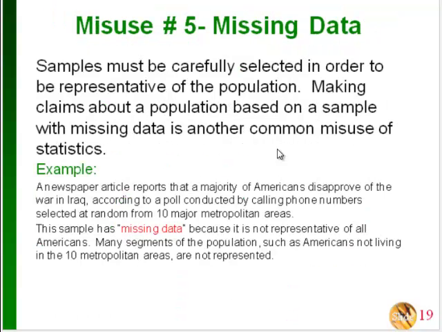Okay, one more misuse of statistics is called missing data. This means that the survey or the study was conducted so that big portions of the population are not represented. For example, if a poll is conducted by calling phone numbers from 10 major metropolitan areas, then really the only population that this represents is people in those major metropolitan areas. That leaves out a lot of parts of the country.